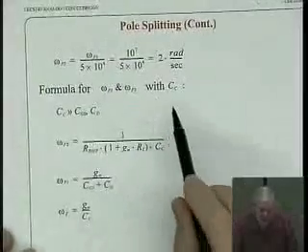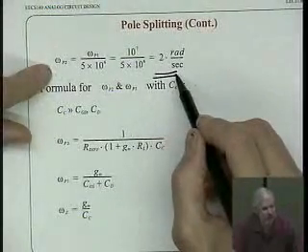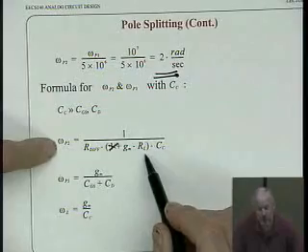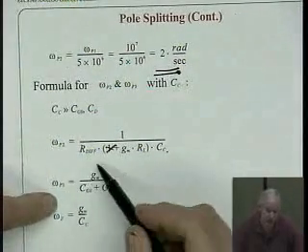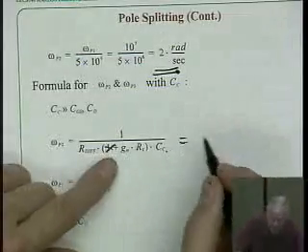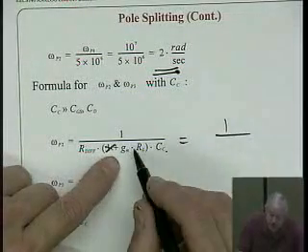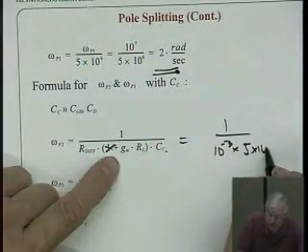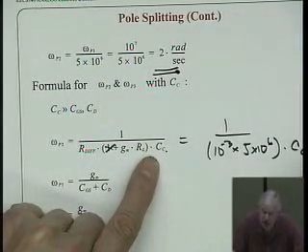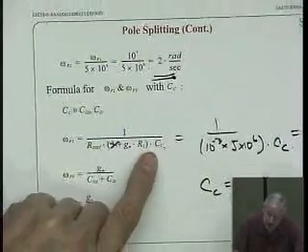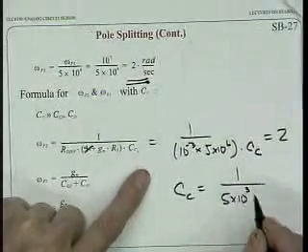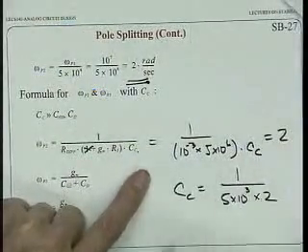Okay, so we're down to 2 radians per second. So omega P2, we said, was 1 over R diff times GMRL times C sub C. Omega P3 is really high, and so on. So now let's look at what we can put in here. So omega P2, let's put it in here. GMRL, we said, was 10 to the minus 3 times 5 times 10 to the 6th, right? Times C sub C has to equal 2. So C sub C is going to be equal to 1 over, this is 5 times 10 cubed, right, times 2.